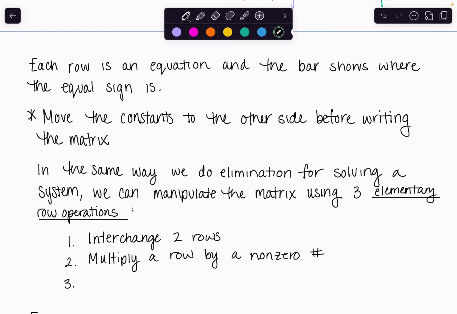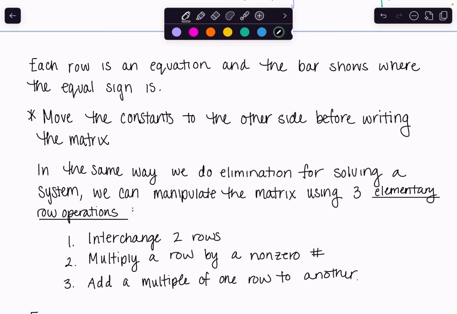And then the third operation is kind of going into elimination. You can always add those 2 equations together to eliminate one variable. So you can add a multiple of one row to another. And that will end up replacing that one row, okay?